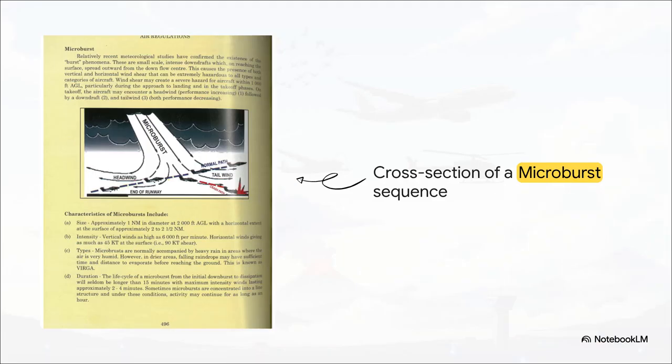Think about the sequence of a microburst encounter. First, as you approach it, you hit a really strong headwind. Because of this, your performance temporarily increases, and the aircraft actually tends to pitch up and rise above the glide path. Then suddenly you fly straight into a massive downdraft.